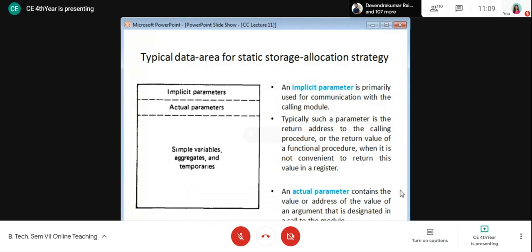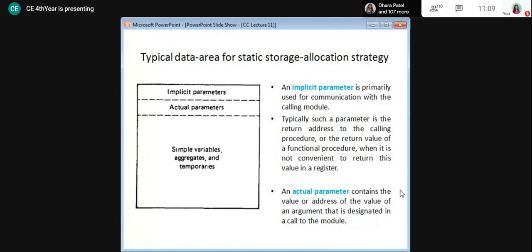But if we have something which is being returned from a procedure, whether it is an address or a value, at that time those parameters are called implicit parameters. So we can understand that it is used for communication with the calling module. When a function or procedure is called, at that time this parameter plays a role.